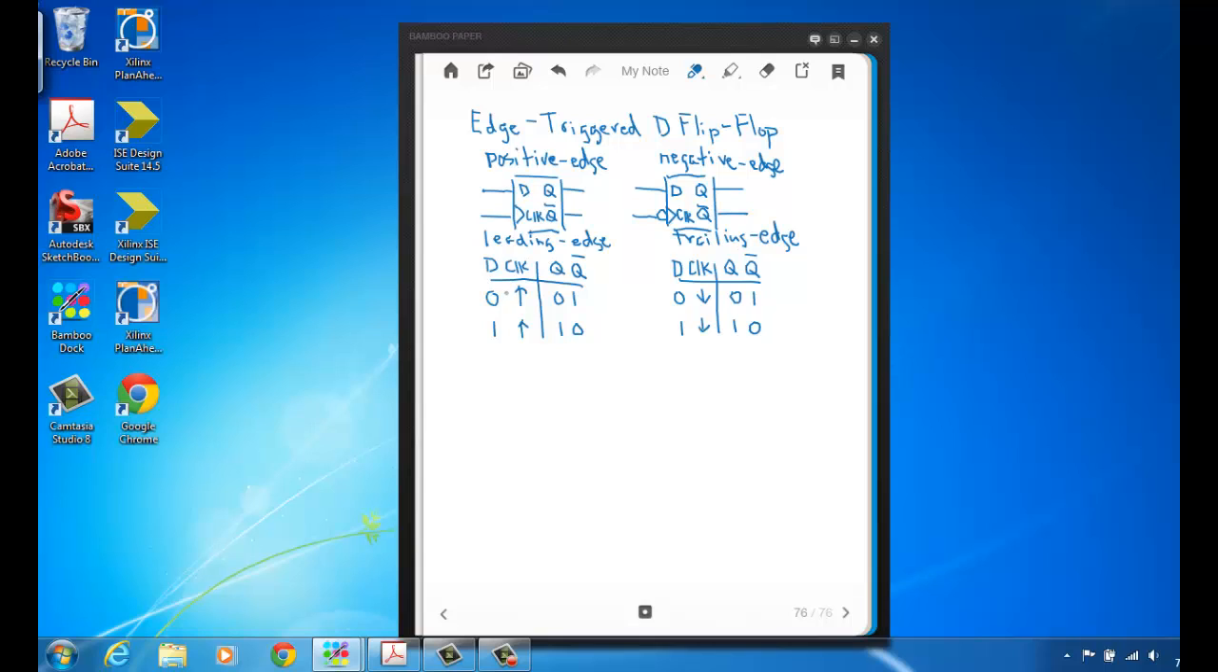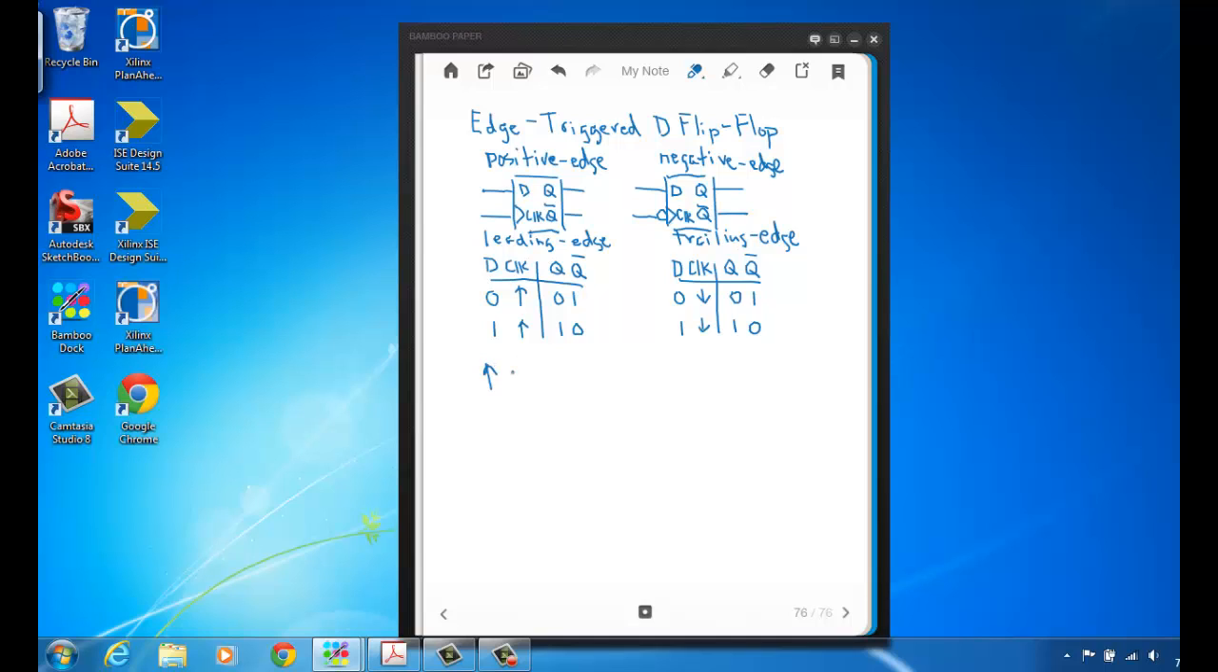Okay, let's look at our truth table, and you all know what zeros and ones are. We've seen those in truth tables before, but what's new in the truth table of the edge trigger D are these arrows. For the positive edge or leading edge, the arrow is pointed up for the clock input, and for the negative edge or trailing edge, edge trigger D, in the clock column, the arrow is pointed down. Well, what these arrows refer to are clock transitions.